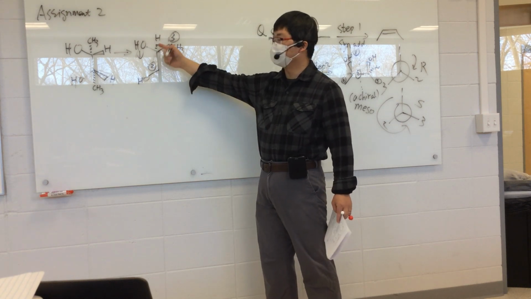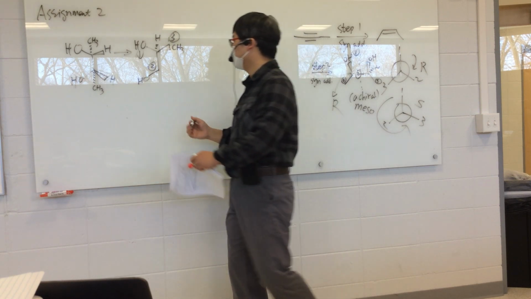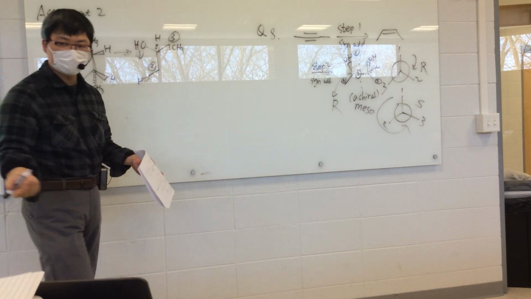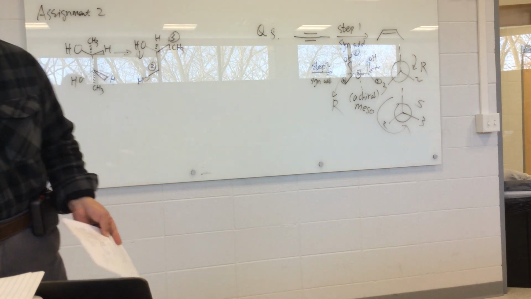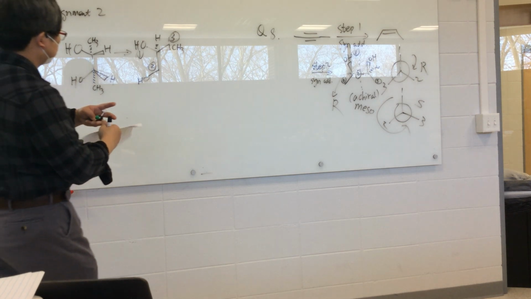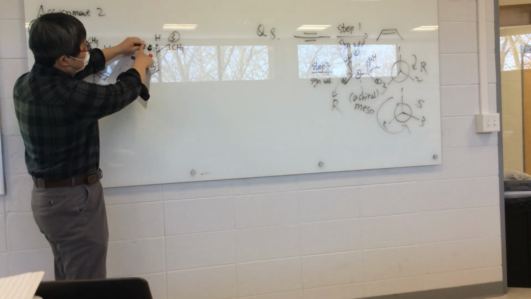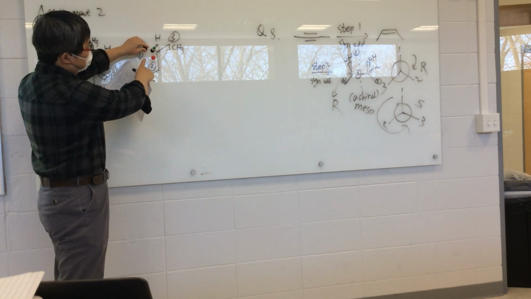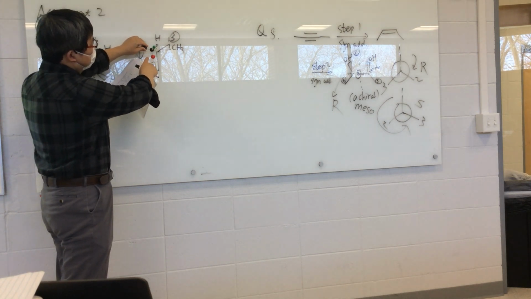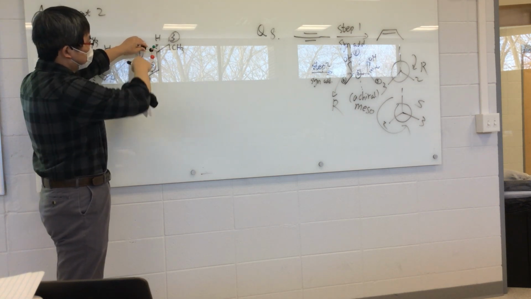And then we can see this is behind the plane. We can just imagine a tetrahedral shape. We only need to keep this tetrahedral shape in mind. This is hydrogen. Now we have these two in the same plane, and the hydrogen is behind the plane, and this methyl group is above the plane.